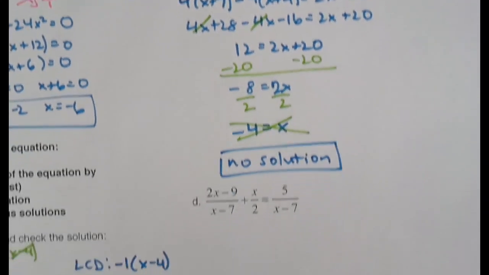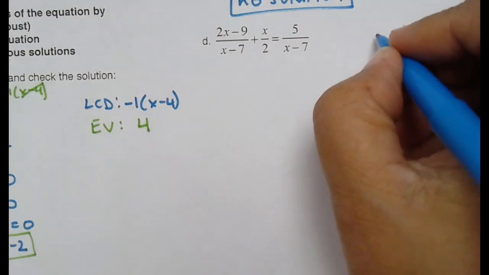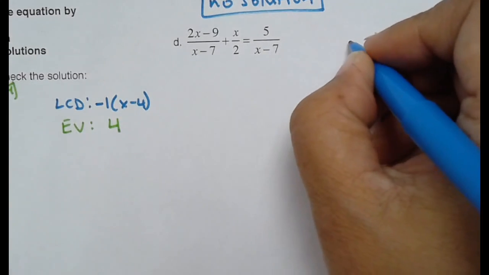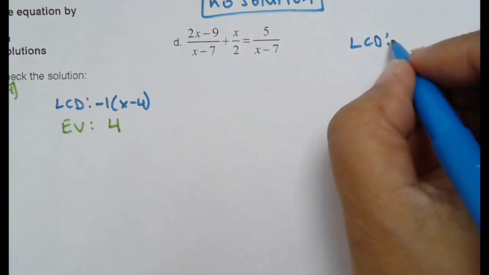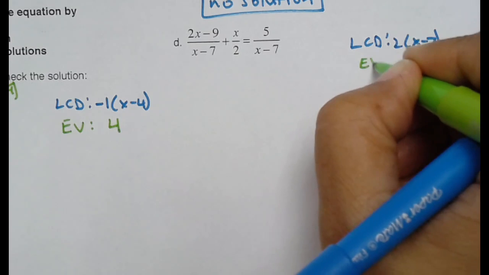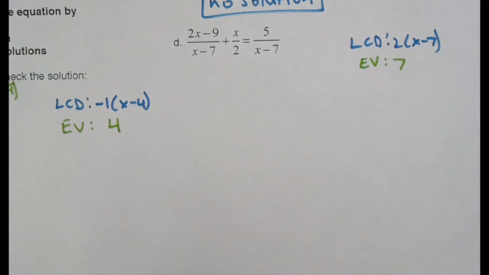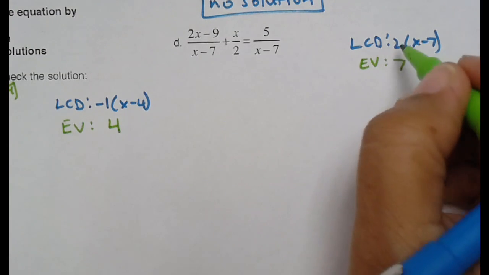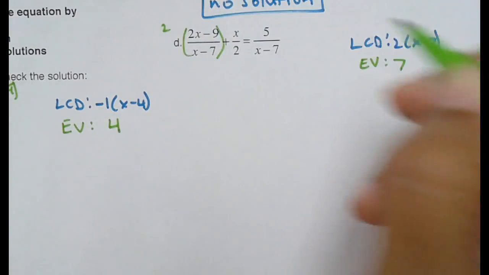All right, let's go ahead and take a look at this next one. The denominators, there's nothing to cancel or factor, so the LCD is basically the 2 and that x minus 7. What's the excluded value? The excluded value is going to be 7. That would make the denominator 0, so make sure 7 is not part of the solution. All right, let's multiply through by the LCD, which is 2 times x minus 7. I'm going to go ahead and just start writing it for every term.